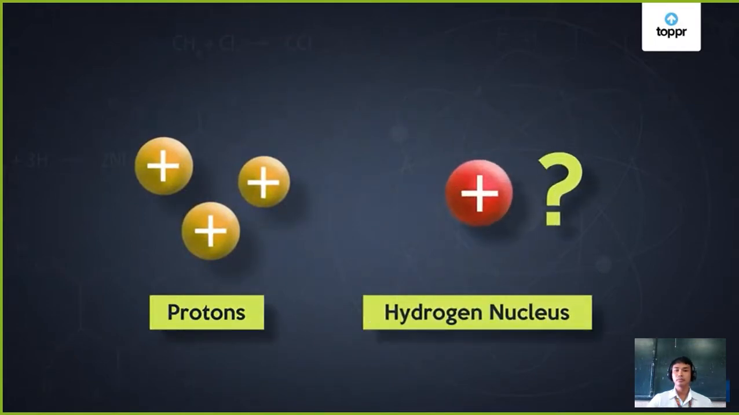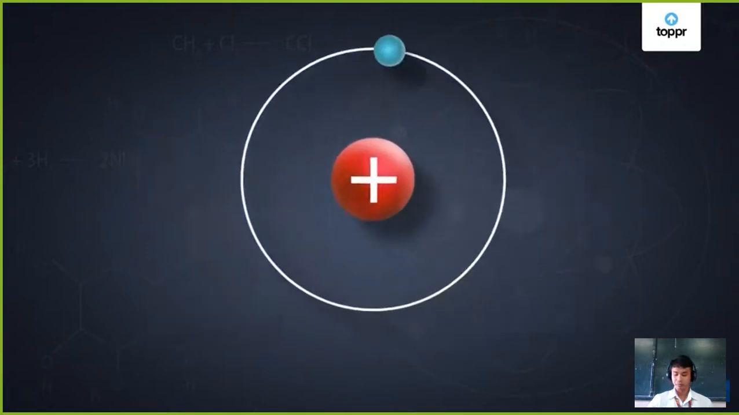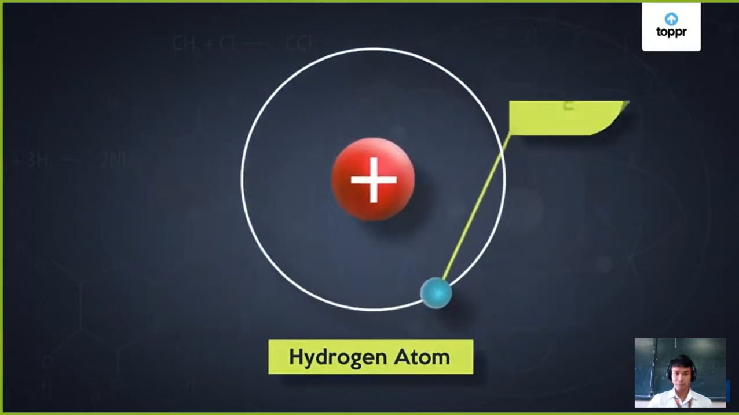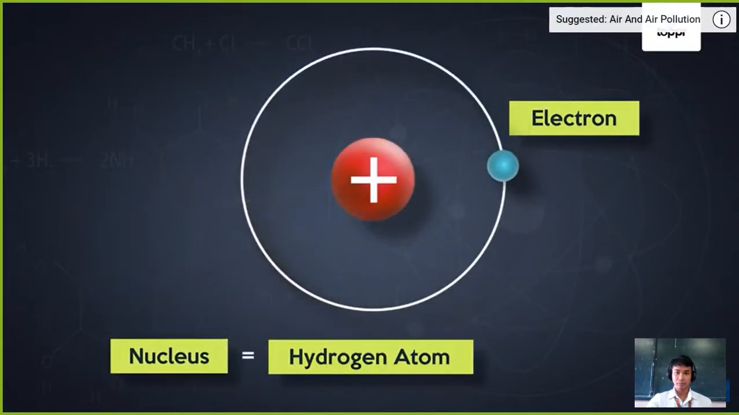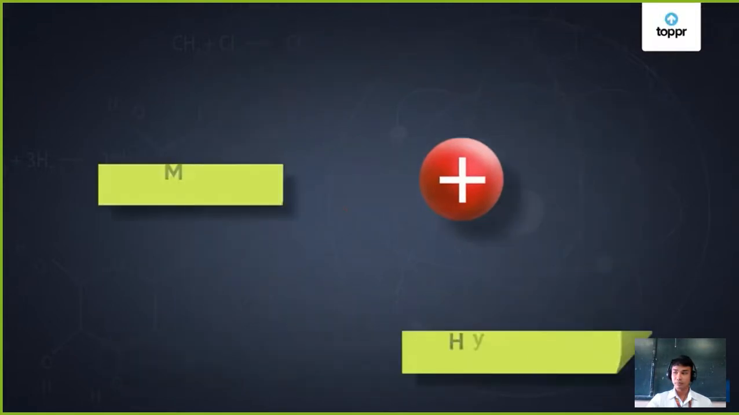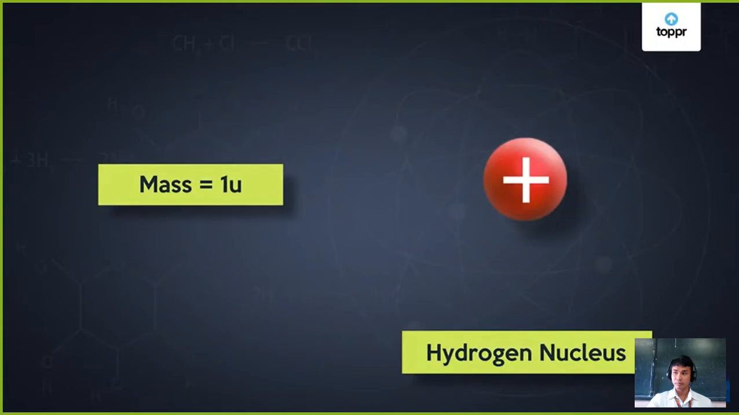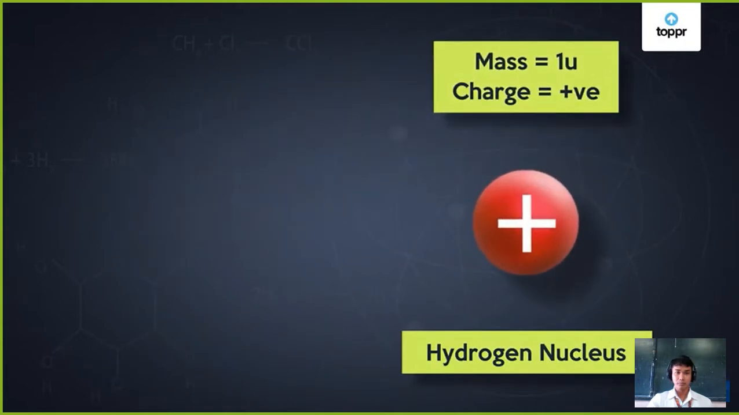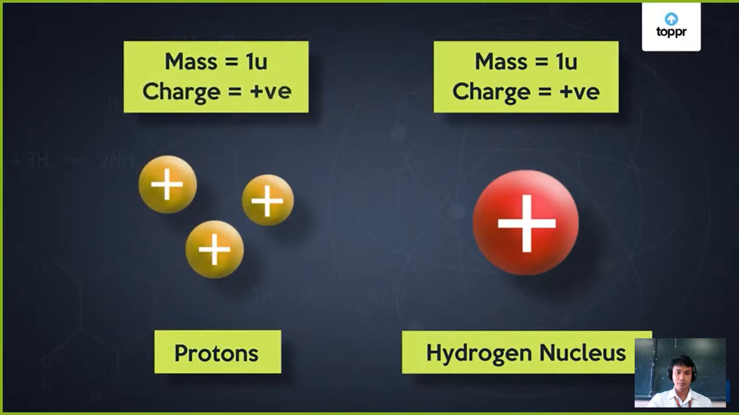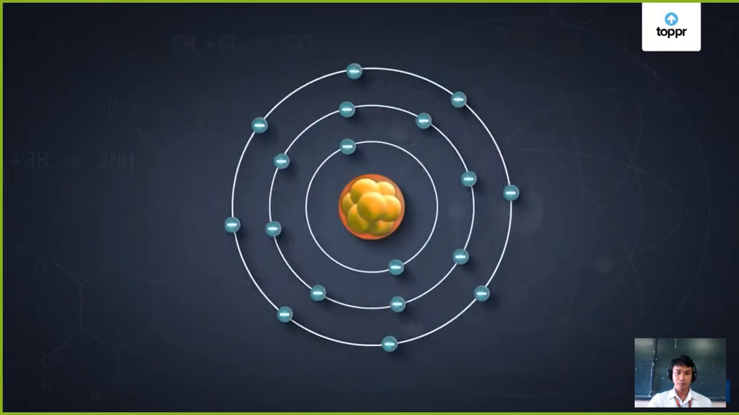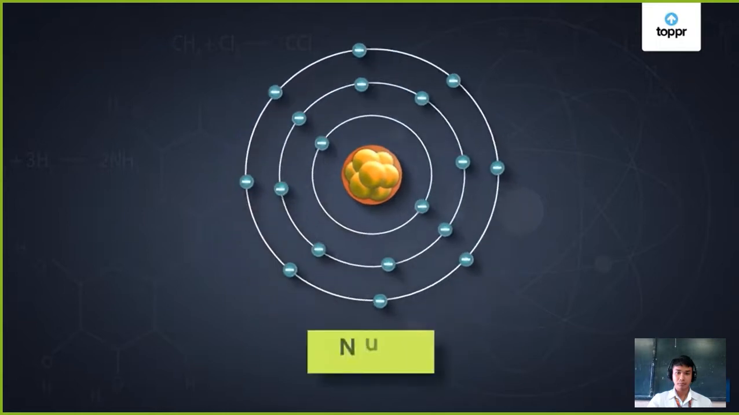Now, what is a hydrogen nucleus? Well, a hydrogen atom contains one electron and a nucleus. Hydrogen nucleus is simply the hydrogen atom minus the electron. Its mass is close to 1 U and it has a positive charge. So just like the hydrogen nucleus, the protons inside the nucleus are also almost equal to 1 U in mass and have a positive charge. These protons together make up the mass of the nucleus.